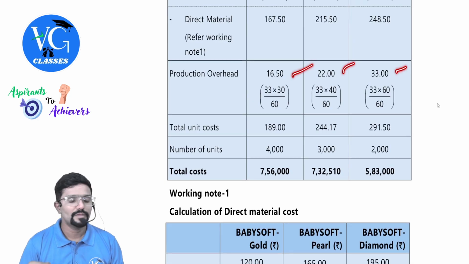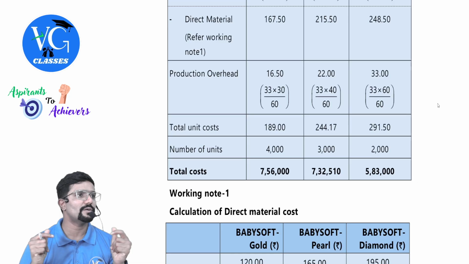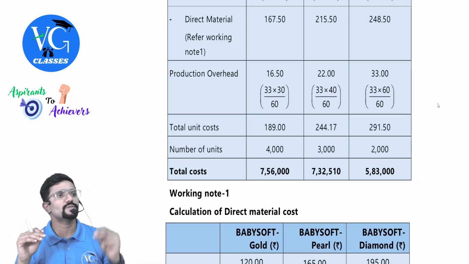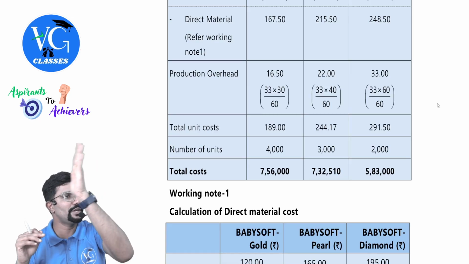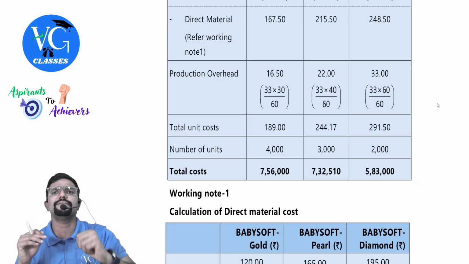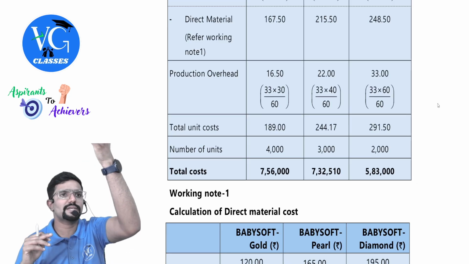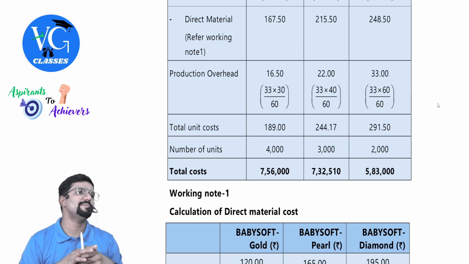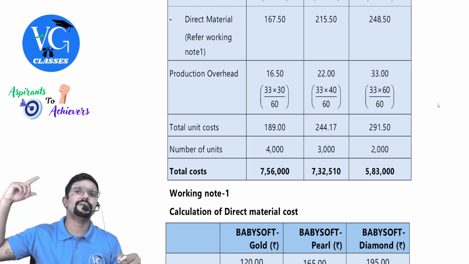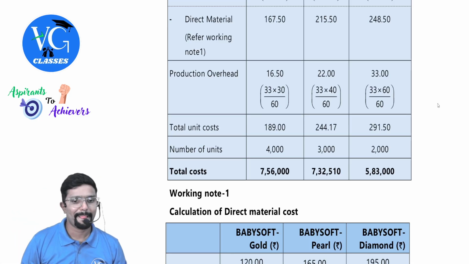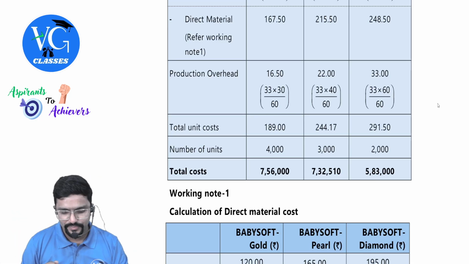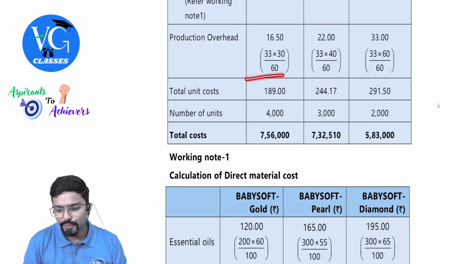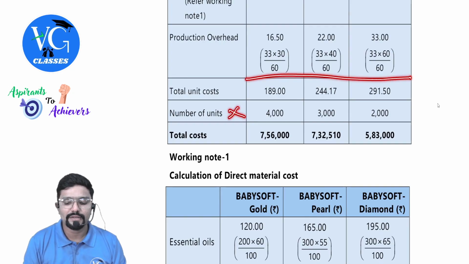Now, understood? Production overhead is absorbed under the traditional system on what basis? Labor hour rate. So we have already found labor hour rate into labor hours. But here it is given in minutes. So 33 rupees converted per minute how much? 33 rupees divided by 60 minutes into the minutes for respective product. So we got total unit cost per unit. Per unit, guys. Multiply that with number of units.